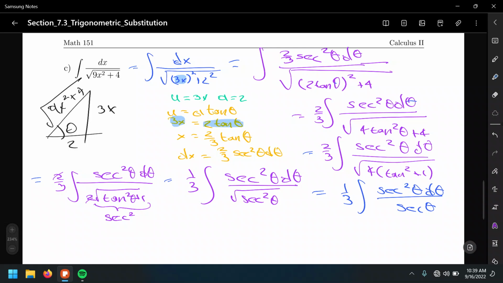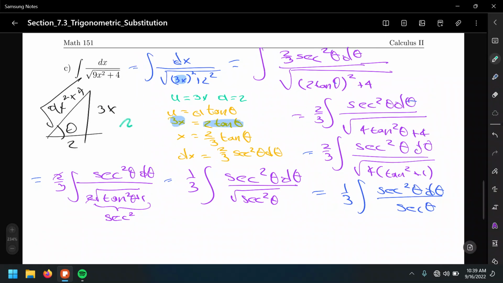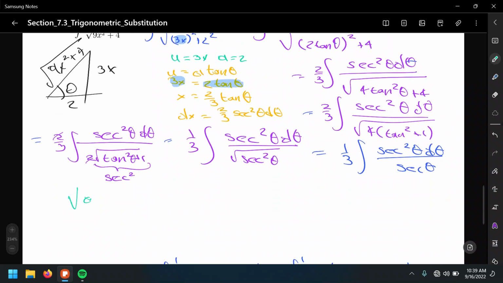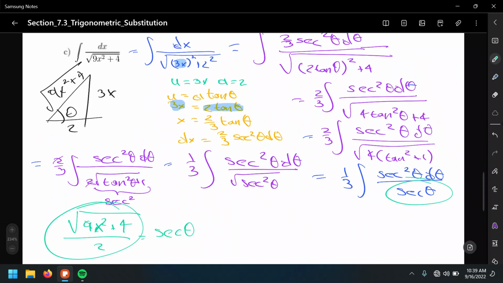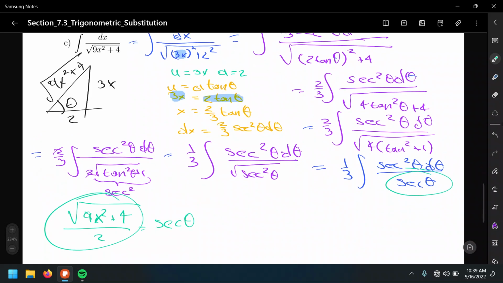It's fine, but this quotient, this radical. Oops. Let me use a different color. This radical 9x squared plus 4 over 2, which is secant. It's actually really this term right here. So we're going to go from here straight to here to just simplify all these trigonometric functions before integrating, instead of going through the painful process. I mean, it's not that hard. It's just too time consuming.